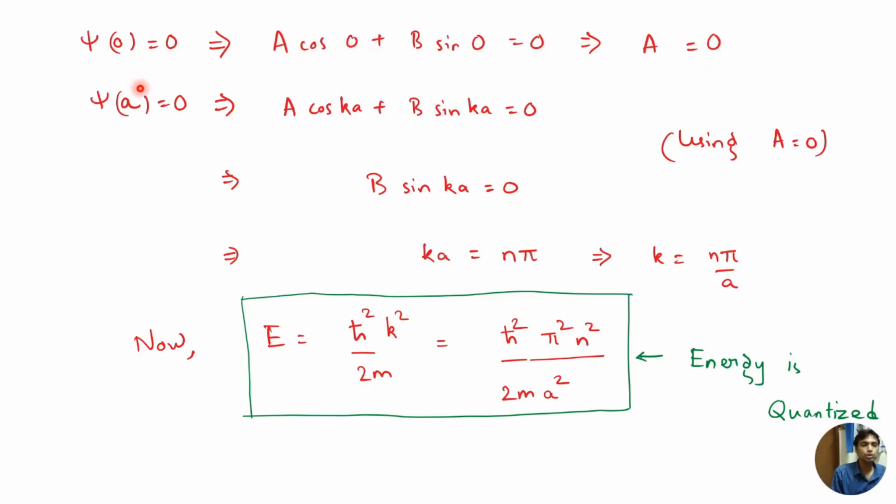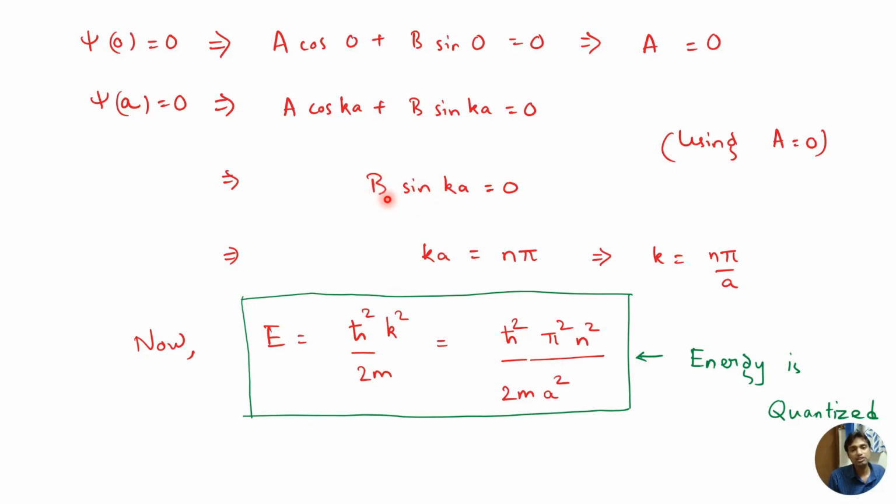Now let us look at what happens at x equal to a. At x equal to a, we have a cos ka plus b sin ka equal to 0. But now we have found from the first boundary condition that a is 0. Since a is 0, this term vanishes. Now we are left with b sin ka is equal to 0. Now this can be 0 only if this sin ka is 0. b can take any arbitrary value.